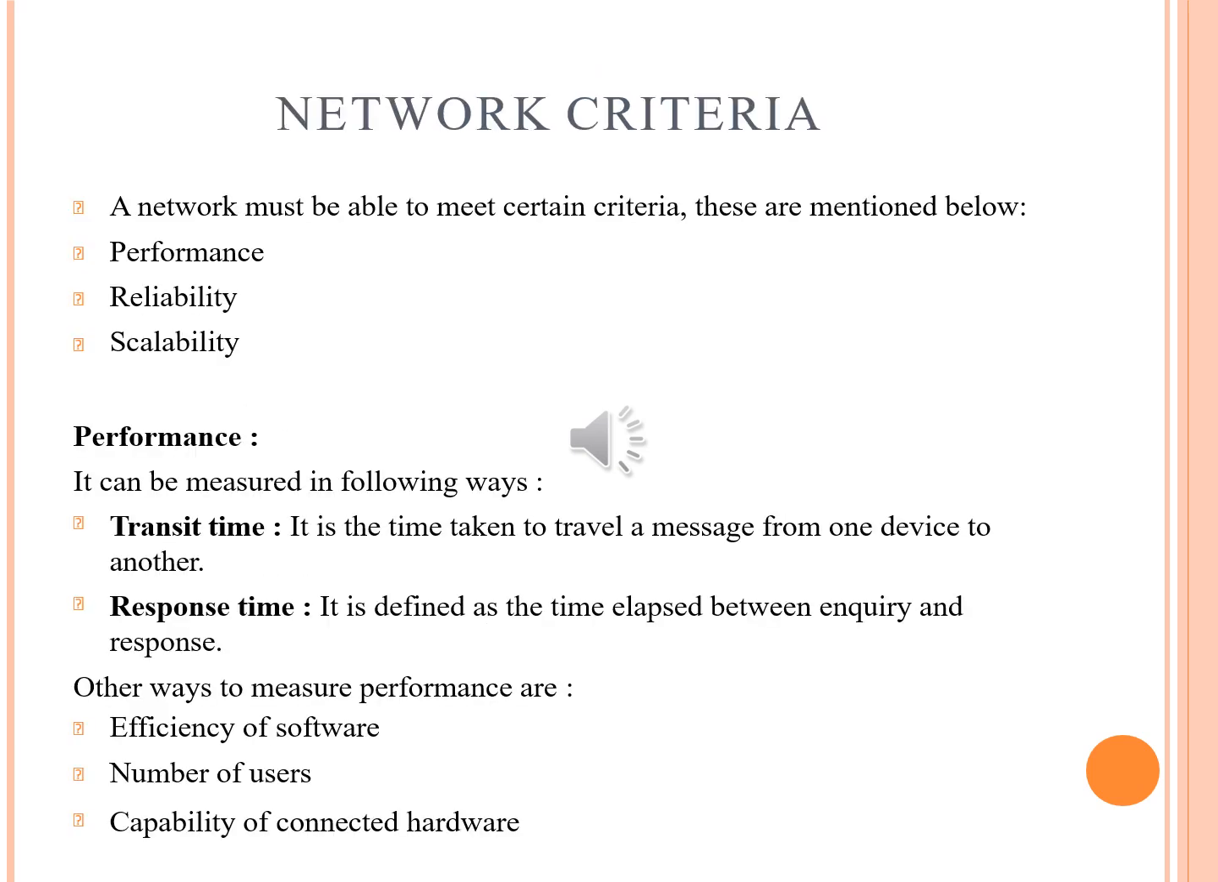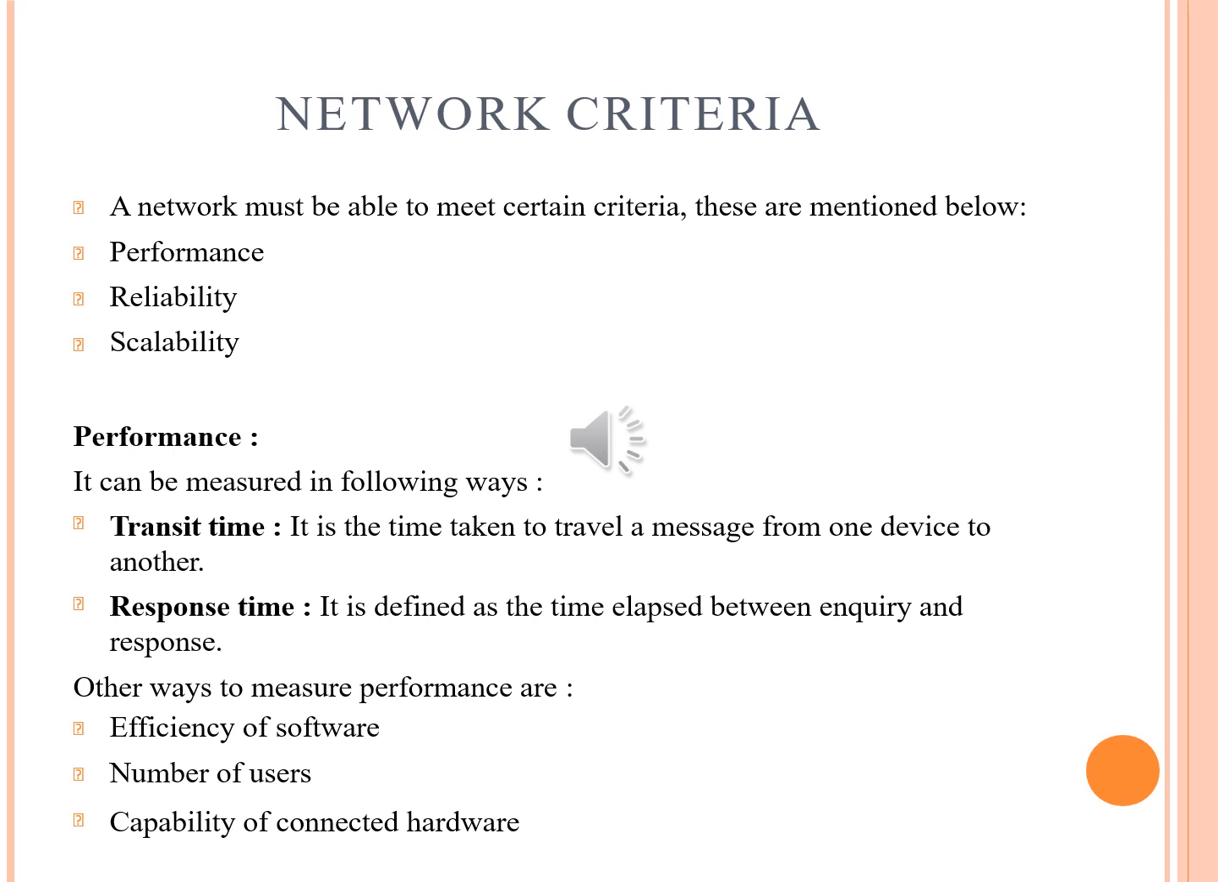Obviously, if we are preparing any network, we have certain rules and regulations, certain policies, so that it meets the following criteria. One is performance, another is reliability. We have to see how fast the network is; that is performance. Then we have reliability, how handy it is. That is very important, students.